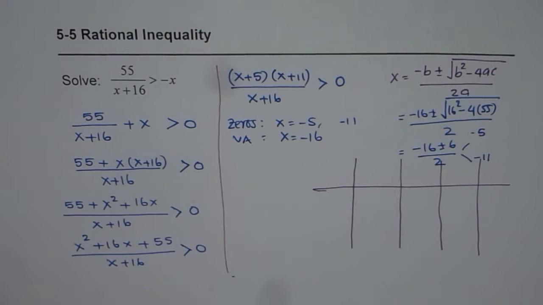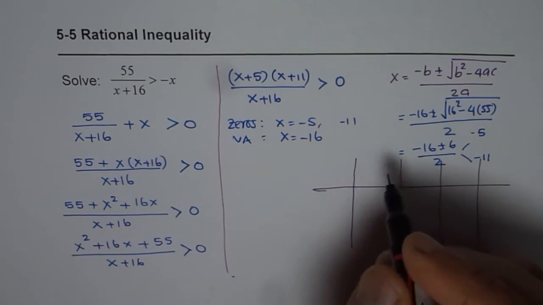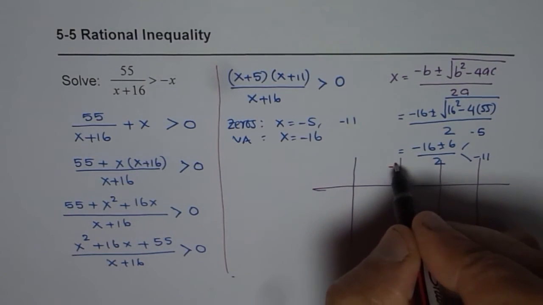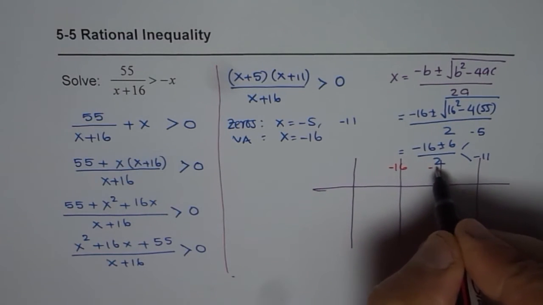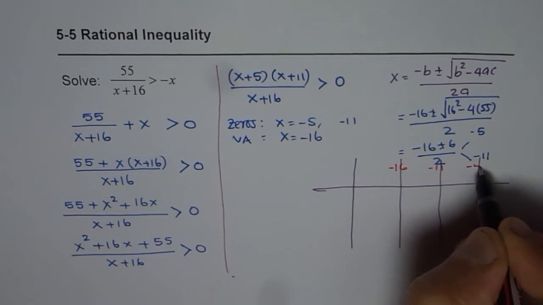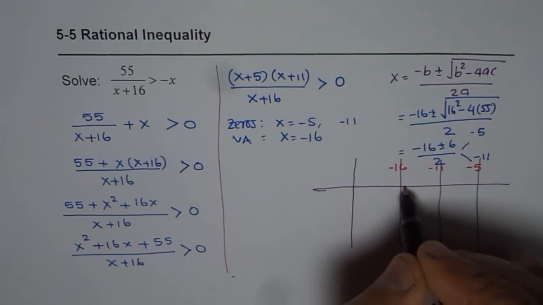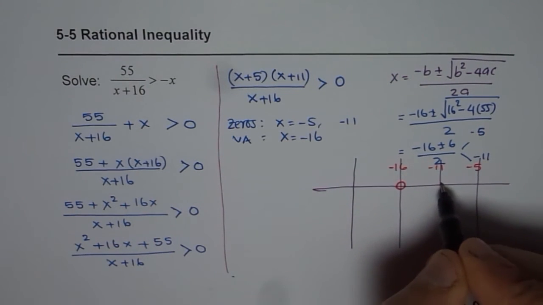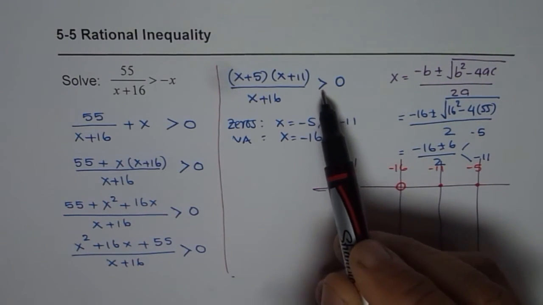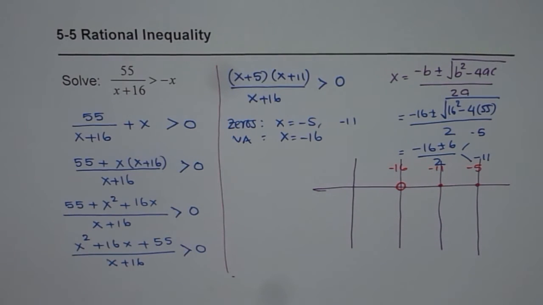So we have three of these. They are at minus 16, let's say this is minus 16, then we have minus 11 and minus 5. Now minus 16 is a vertical asymptote, it should never be included in our solution. Those are zeros, they could be part of solution. Well, in this case, since it is greater than, none of these will be part of our solution.